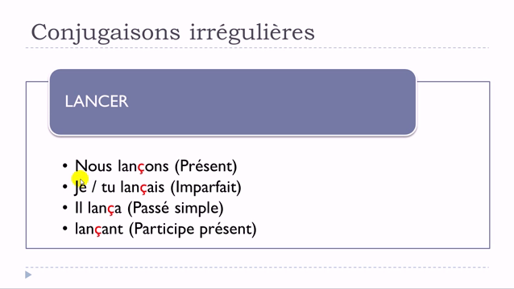I did put this je and tu because they have the same ending here, but it will be exactly the same thing. Instead of just putting this c here, you will put this ç and you will get je lançais, tu lançais. For the passé simple, it will be exactly the same thing. We only need to put this cédille and we'll get il lança. And then the participe présent, exactly the same modification. Just put this cédille to get the s sound: lançant.